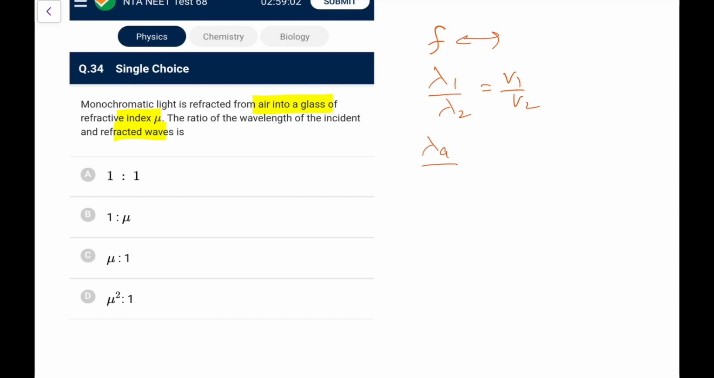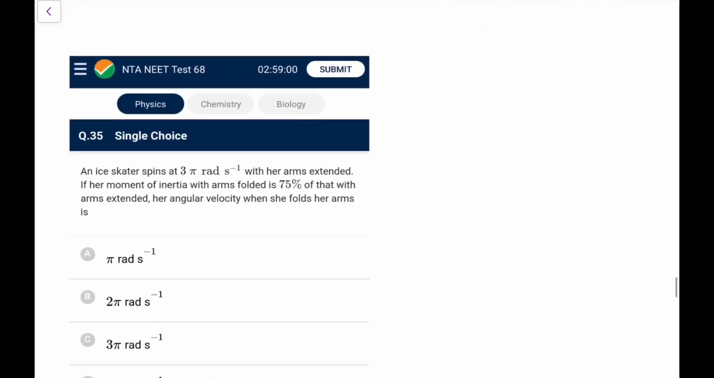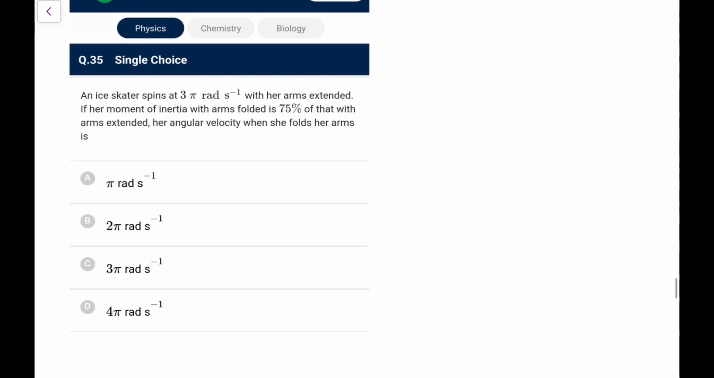So lambda air to lambda glass would be equal to v in air to v in glass, and you know air speed is more. That is equal to mu basically, so lambda air by lambda glass, so that ratio of air to glass, if I take, it would be mu is to 1. For sure.